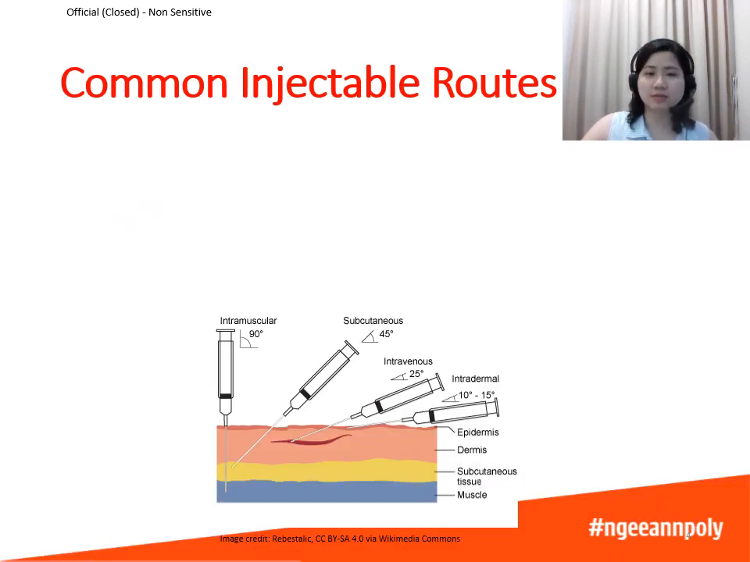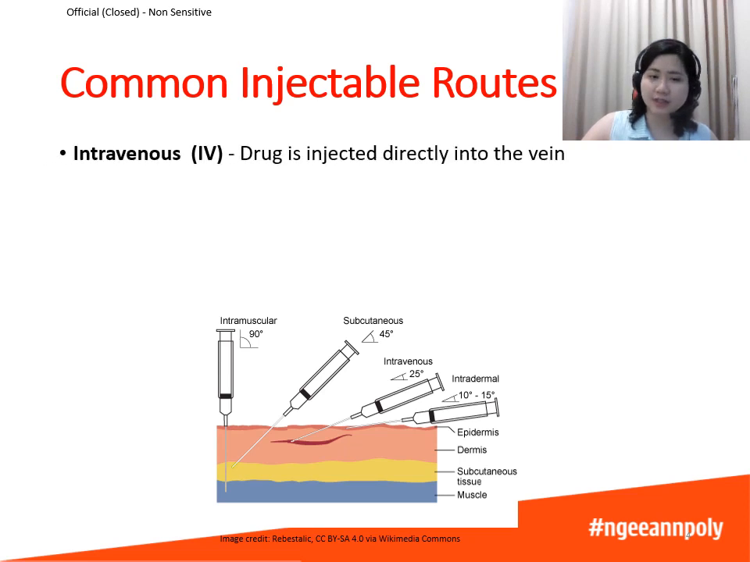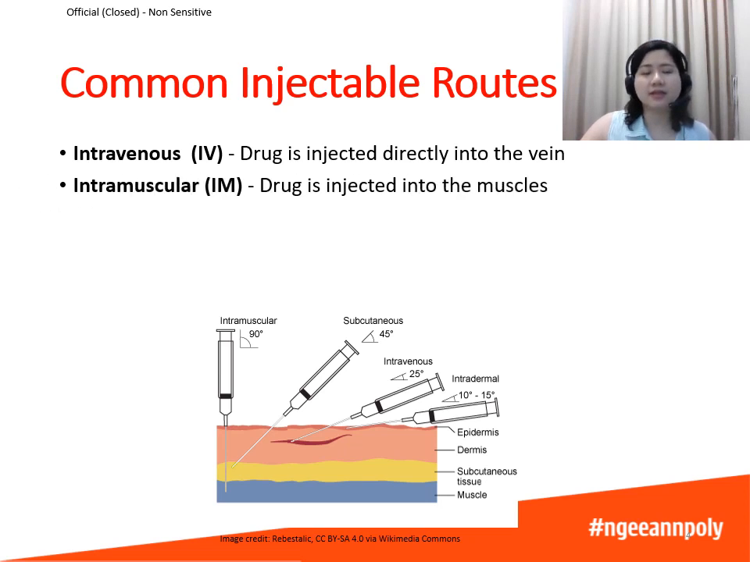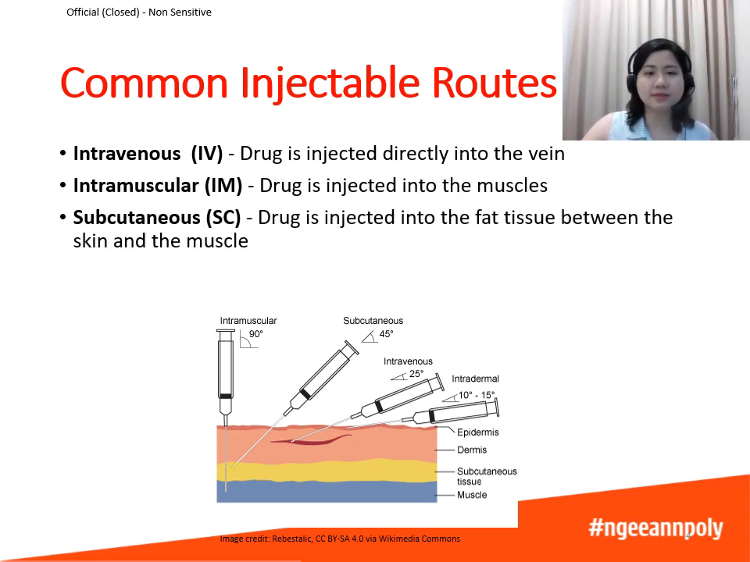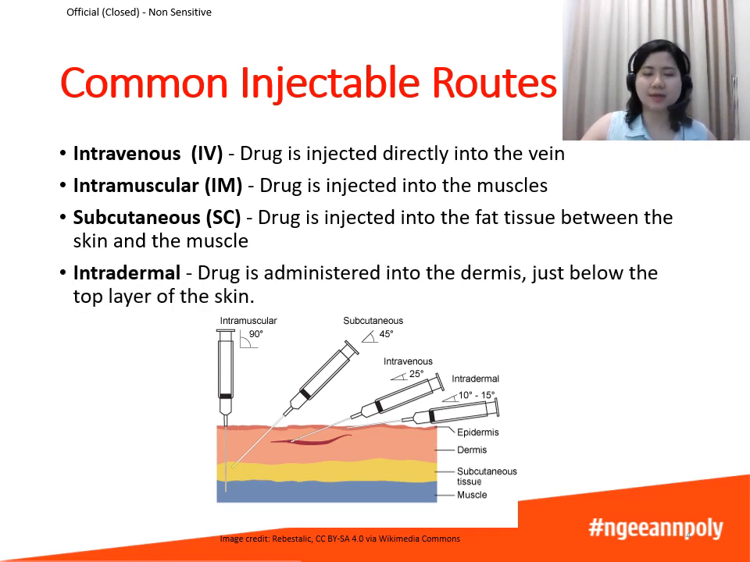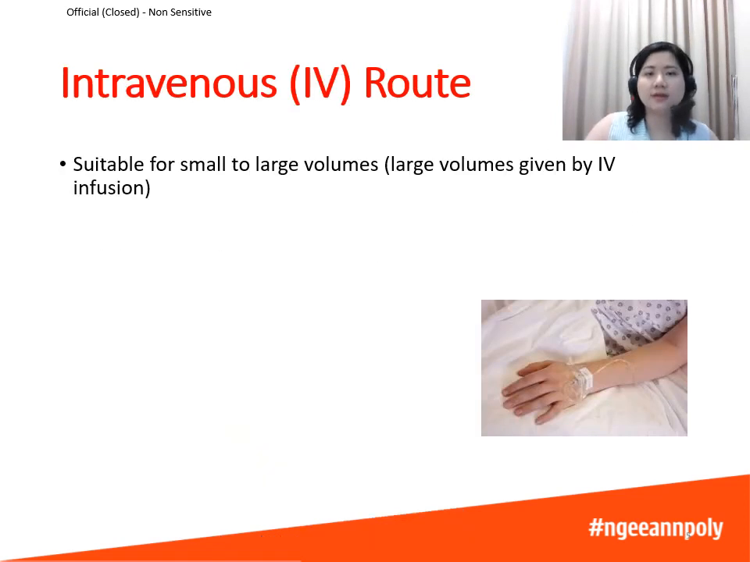The most common injectable routes of administration are intravenous or IV, where the drug is injected directly into the vein, intramuscular or IM, subcutaneous or SC, where the drug is injected into the fat tissue between the skin and muscle, and intradermal, where the drug is administered into the dermis just below the top layer of the skin. The intravenous route is suitable for small to large volumes. Small volumes can be given as a one-time dose, whereas large volumes will be given slowly as an IV infusion or IV drip.